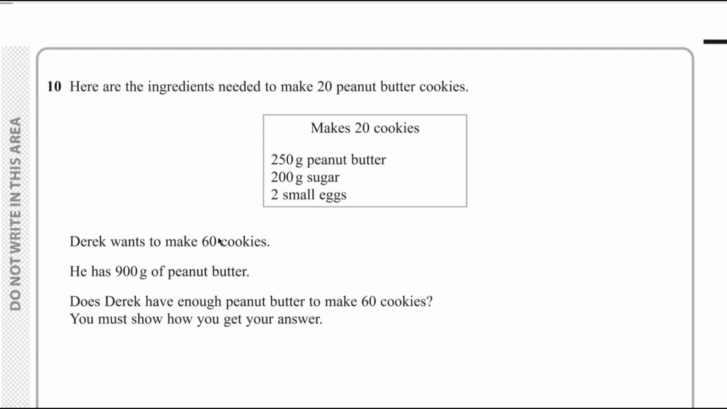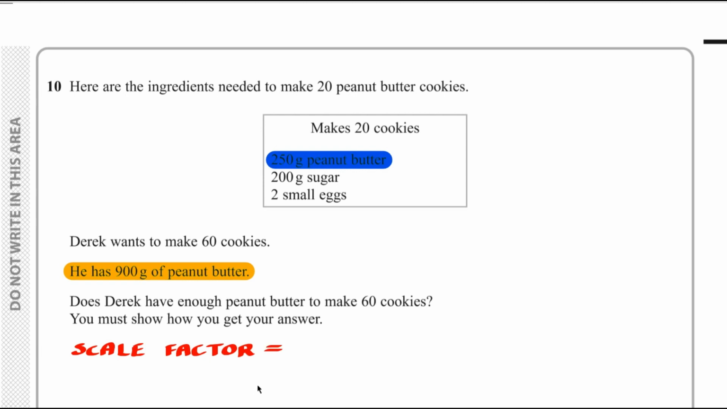First of all, we know for 20 cookies we have 250 grams of peanut butter. We have in total 900 grams of peanut butter available. We know how much peanut butter is required for 20 cookies. We want to make 60 cookies, so what we can do to begin with is find a scale factor. Our scale factor will equal 60 divided by 20, which is 3. So I need to multiply the amount of peanut butter available for 20 cookies by 3.